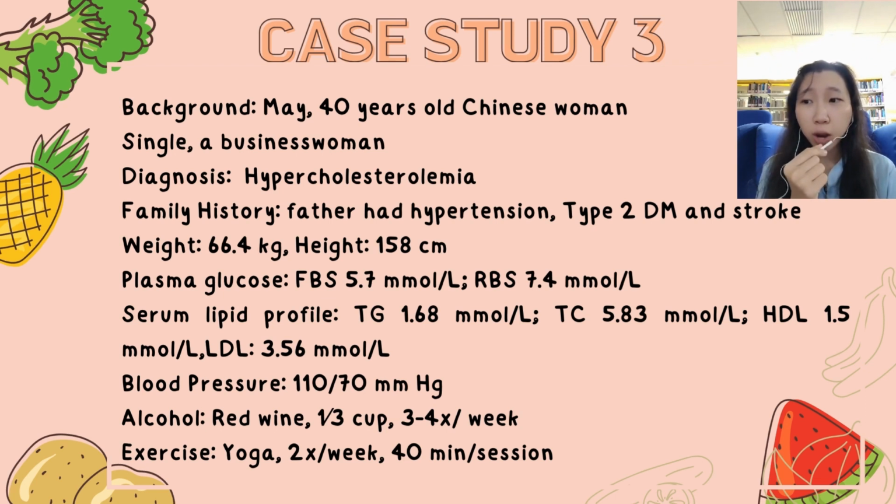Her plasma glucose: fasting blood glucose is 5.7 mmol per liter. Random blood glucose is 7.4 mmol per liter. Her serum lipid profile: triglyceride is 1.68 mmol per liter, total cholesterol is 5.83 mmol per liter, HDL 1.5 mmol per liter, LDL 3.56 mmol per liter. Her blood pressure is 110 per 70 mmHg.